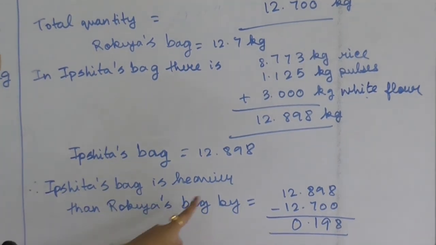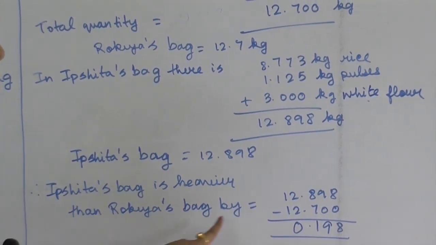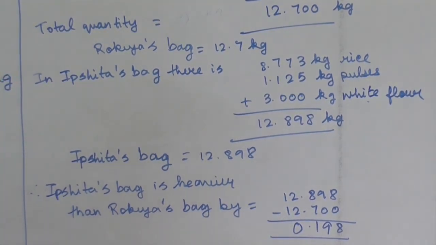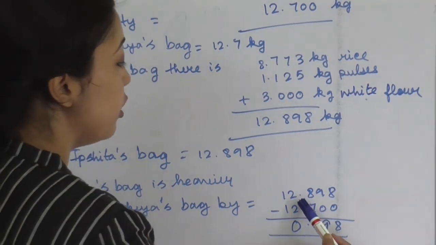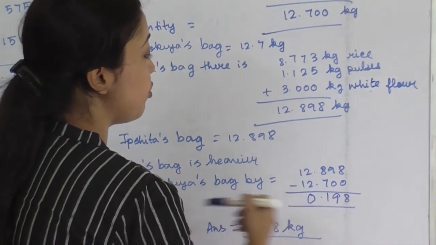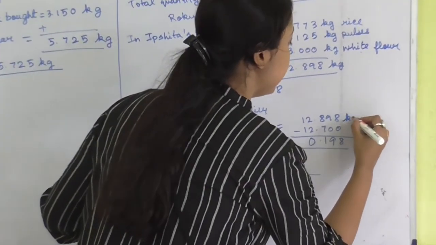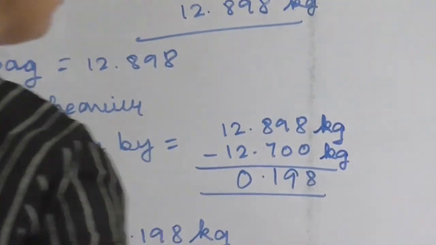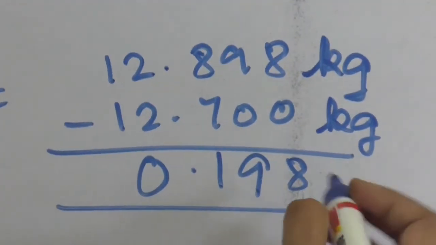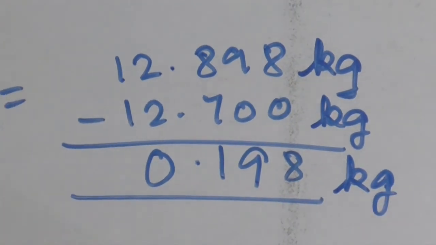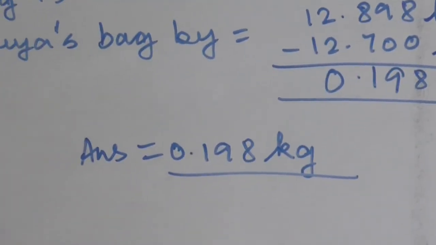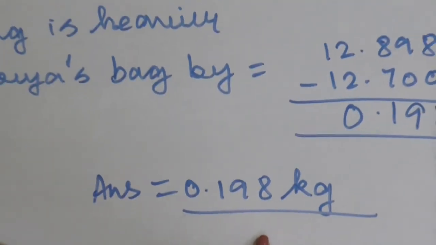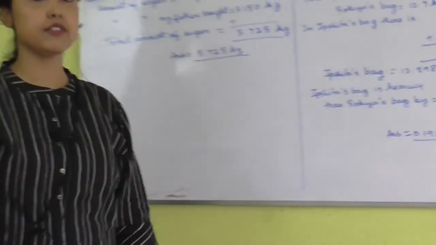I have subtracted Rokeya's bag from Ipshita's bag. Ipshita's bag was weighing 12.898 kg and Rokeya's bag was weighing 12.700 kg. So by subtracting we are getting 0.198 kg as our answer. So Ipshita's bag is heavier than Rokeya's bag by 0.198 kg. I think that all these problems are clear to you.